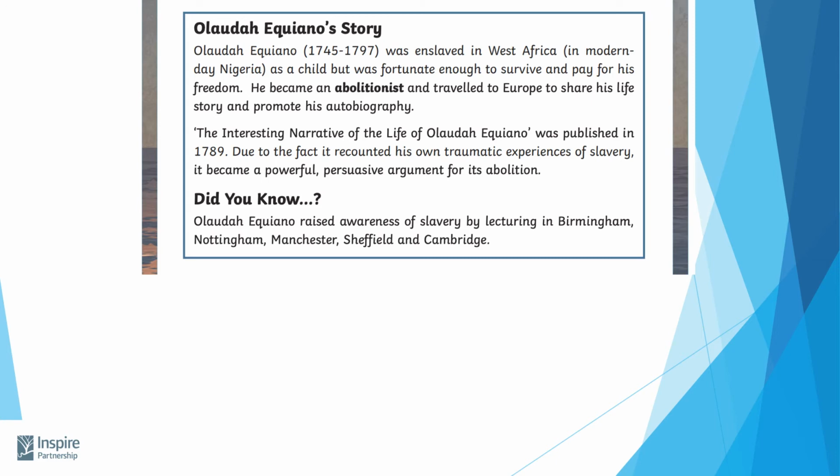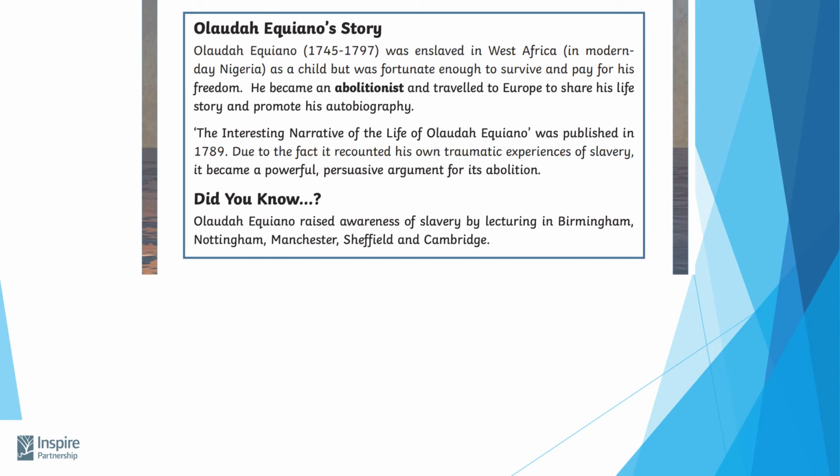Olaudah Equiano, who lived between 1745 and 1797, was enslaved in West Africa, in modern-day Nigeria, as a child, but was fortunate enough to survive and then to pay for his freedom. He became an abolitionist and travelled to Europe to share his life story and promote his autobiography.